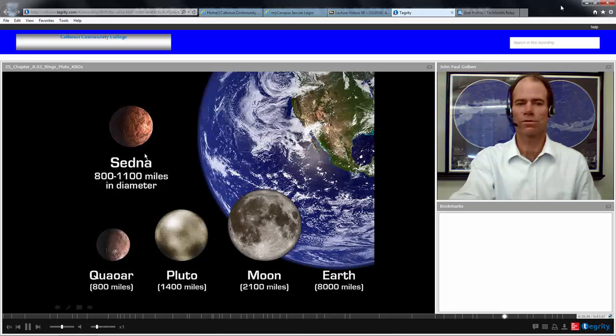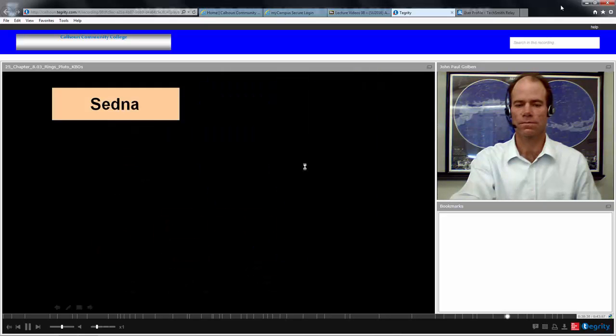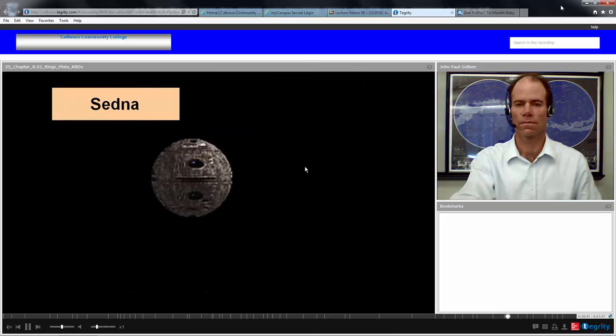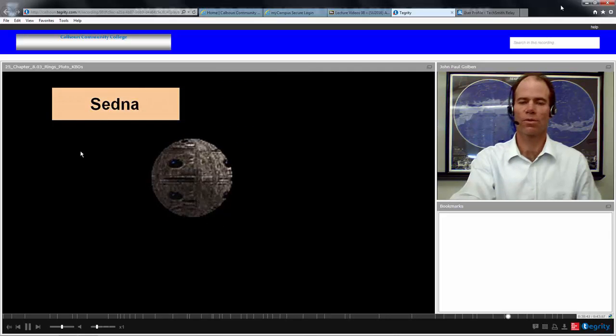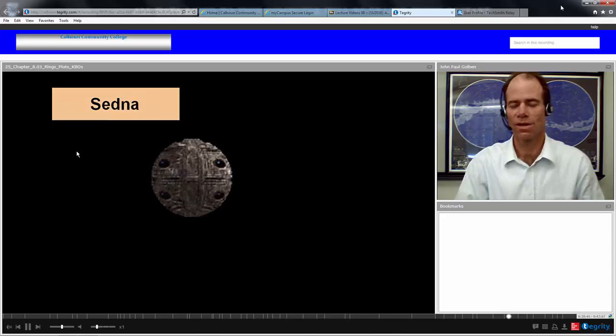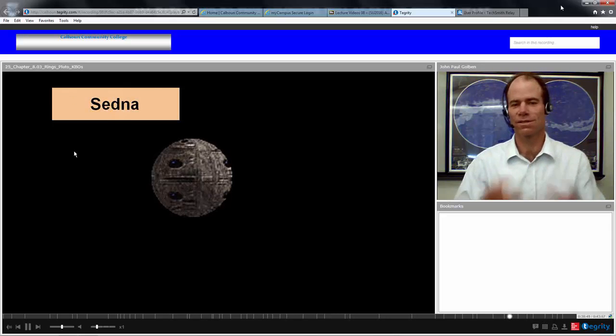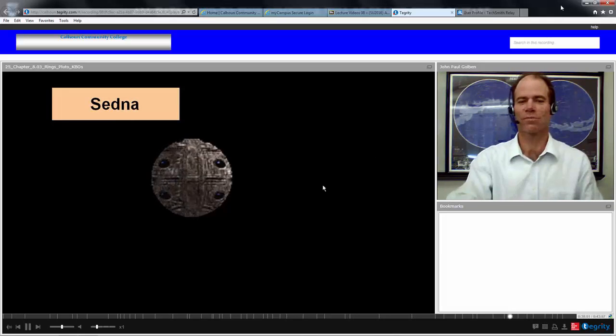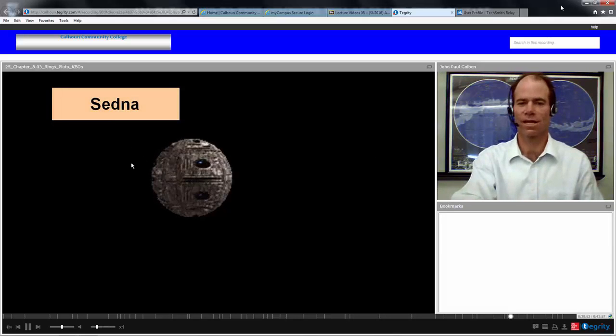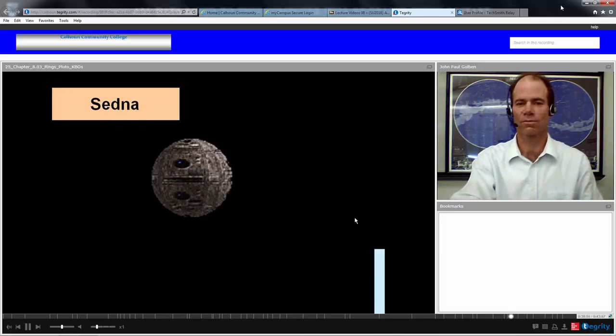One of those discovered was Xena, which is just a little bit smaller than Pluto. It was discovered in 2003. There is no good picture of Xena, so I've taken the liberty to use my own artistic expression to show what Xena might look like. Here it looks like the Death Star from Star Wars.